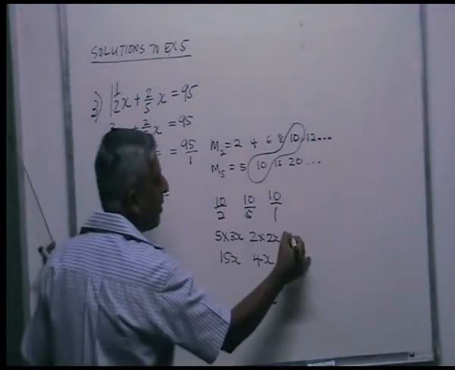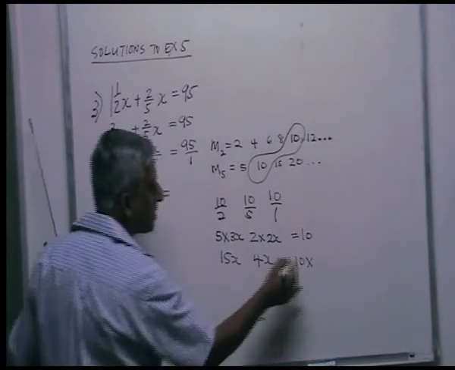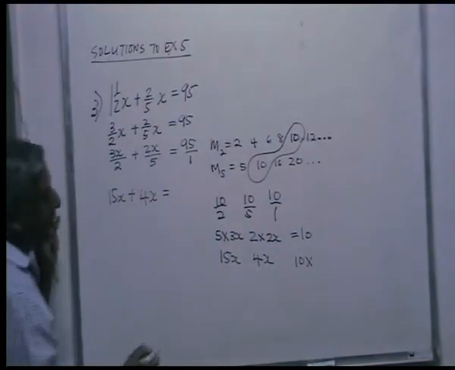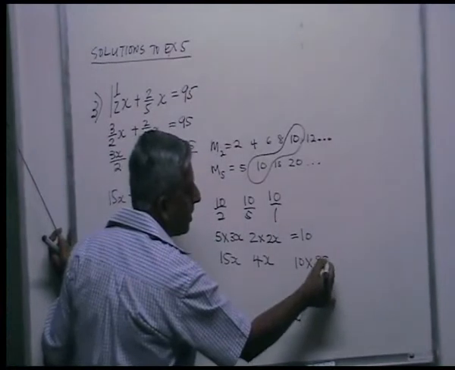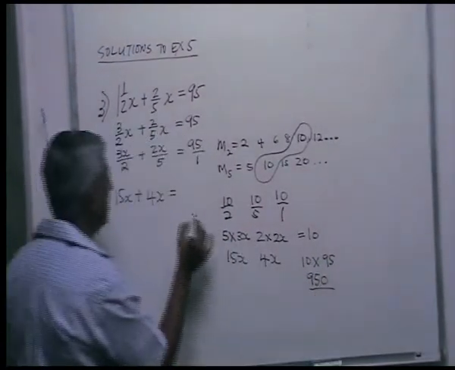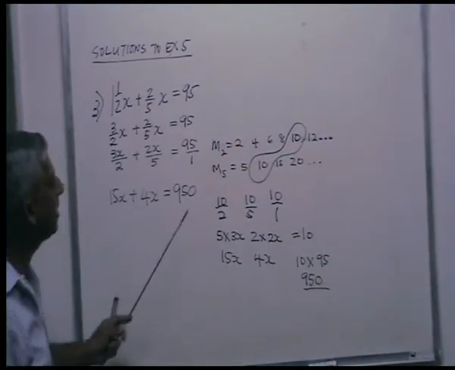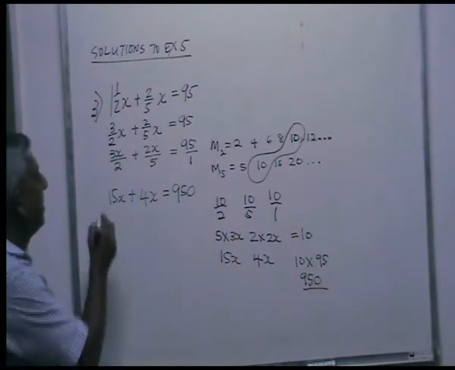And finally 10 divided by 1 gives you 10. Then you'll have 10 times the number on top, which is 95. 10 times 95 will give you 950. So there's your 950. Don't get frightened with all these big numbers now.